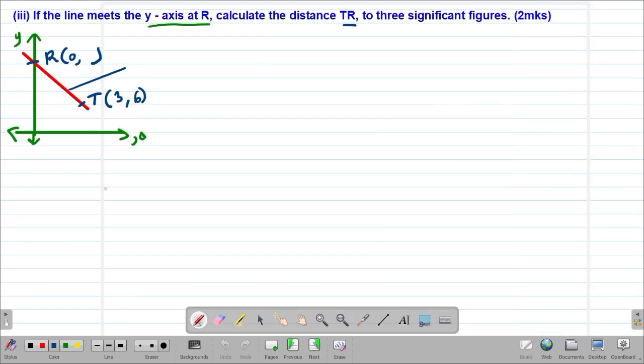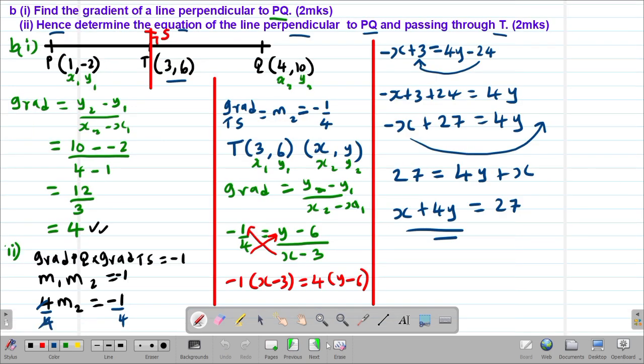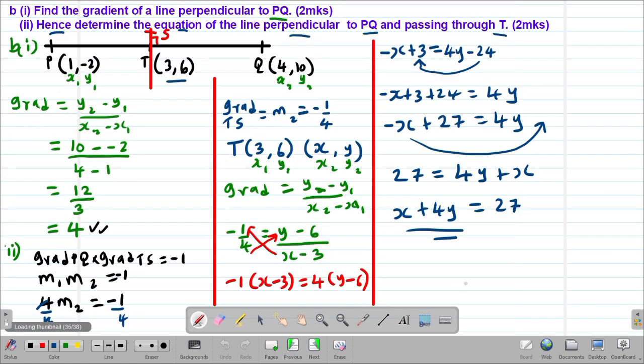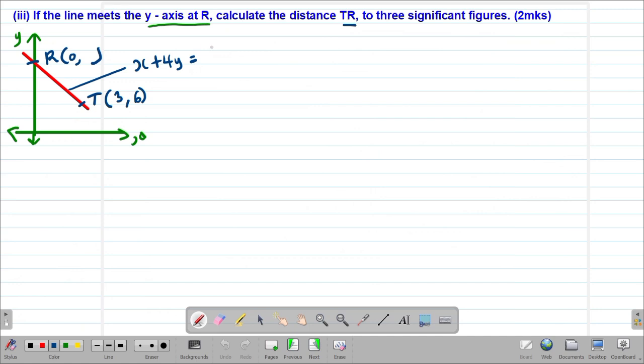We already had the equation for this particular line: x plus 4y is equal to 27. Now, we need to find the coordinate for the point R.